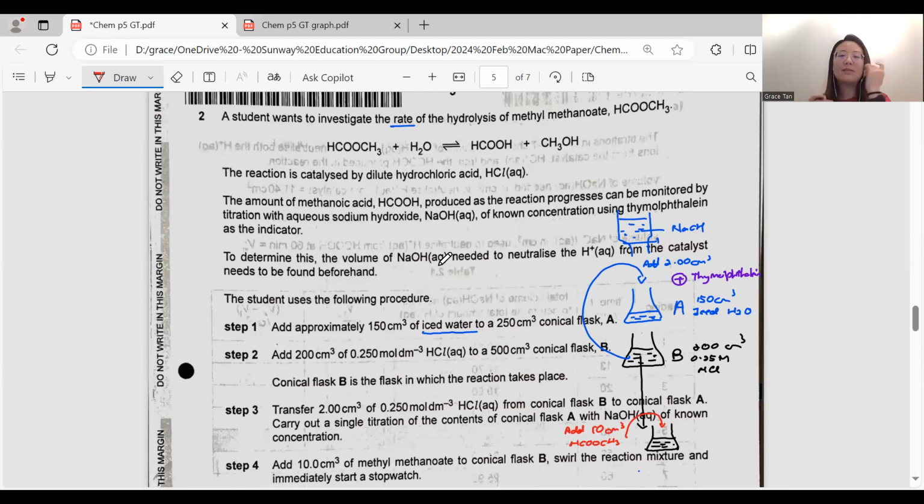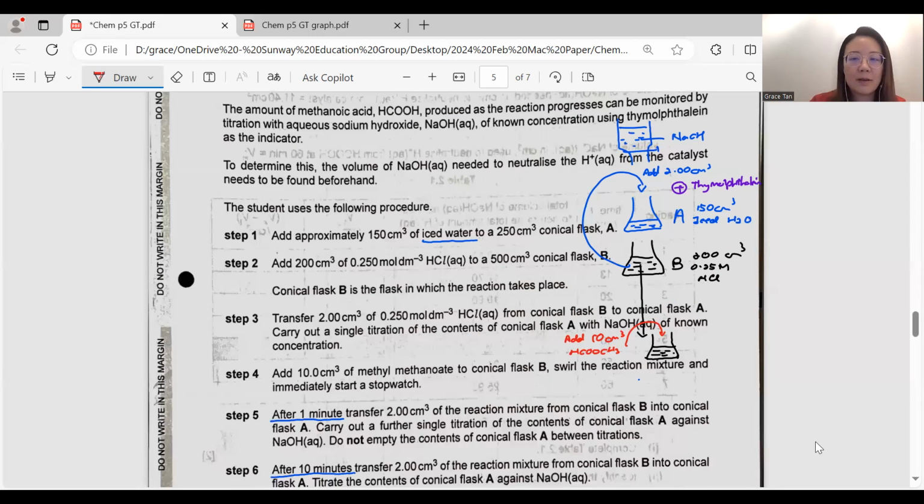So if you want to know the net total of NaOH that is only reacting with the methanoic acid, you have to subtract the HCl first. Okay, so let's look at the procedure.